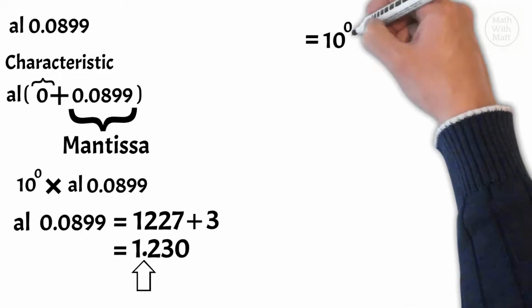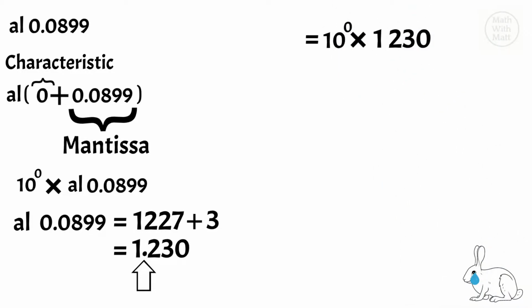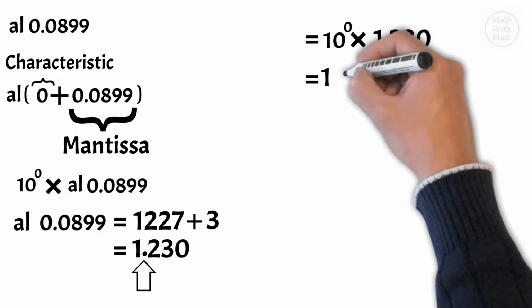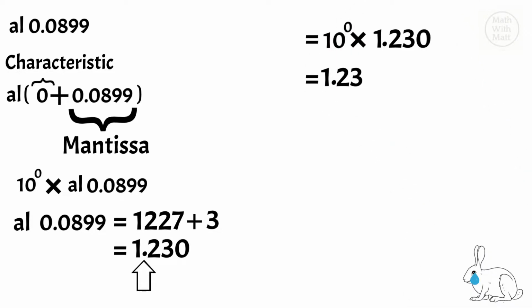Now all we have left to do is to multiply the 10 to power characteristic to the 1.230 we found from the antilog table. 10 power 0 is 1, and 1 times 1.230 is 1.23, so the antilog of 0.0899 is 1.23.